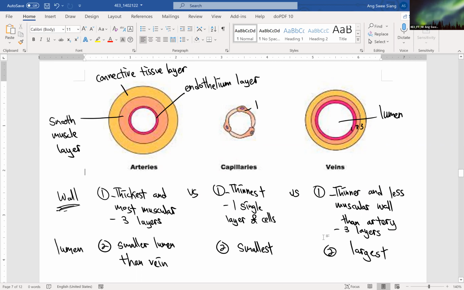By the way, this Thursday there is science consultation. I'm waiting for the HOD to give us the details, the grouping details.